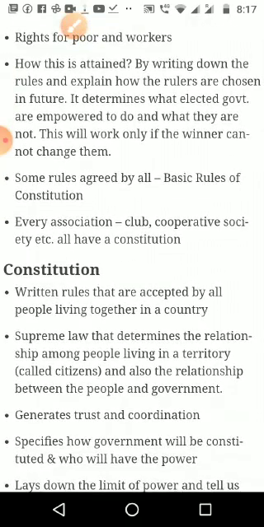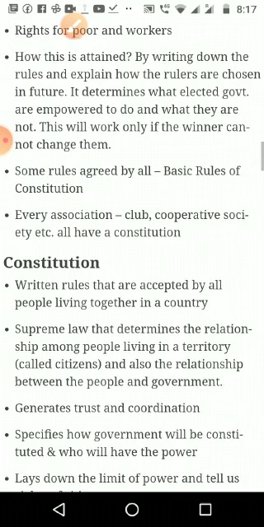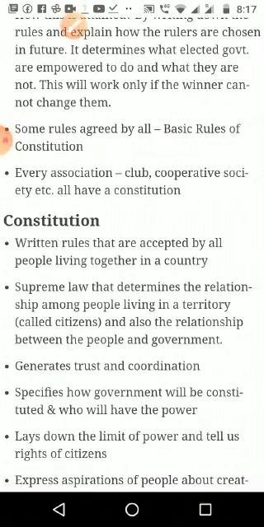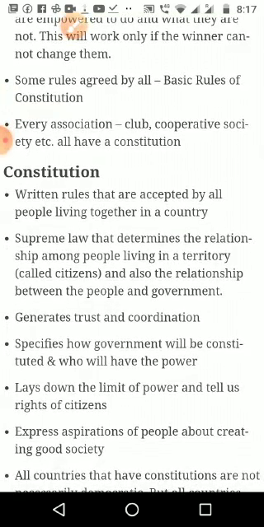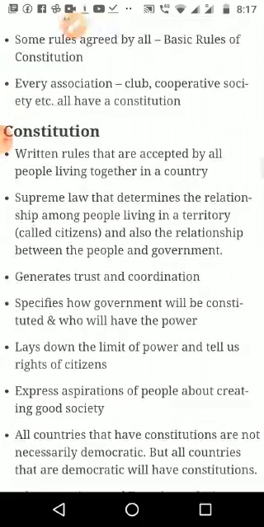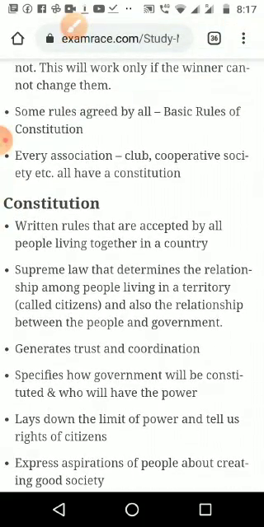How is it attained? By writing down the rules and explaining how the rulers are chosen in the future. It determines what elected governments are empowered to do and what they are not. This will work only if the winner cannot change them. Some rules are agreed by all, and these are the basic rules of the constitution. All the people agreeing together on these is known as the basic rules of the constitution.